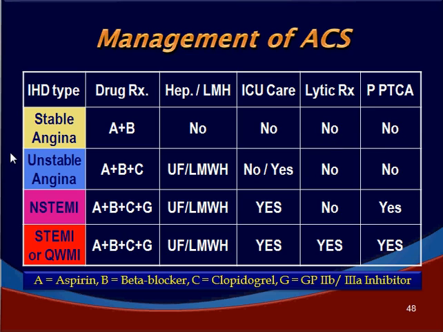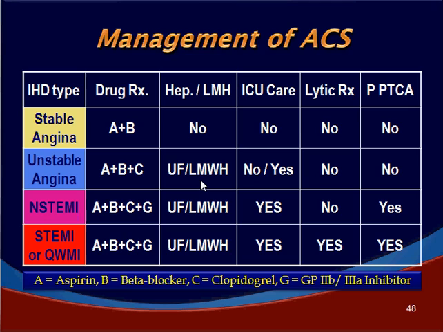If the patient has unstable angina, that means there are some changes in the ECG, enzymes are negative, and pain is prolonged for more than 20 minutes. Such patients should be given A aspirin, B beta blocker, C clopidogrel, and also either unfractionated heparin or low molecular heparin. If heparin is given, a 4000 units bolus should be given, followed by 12 units per kilogram every hour as infusion.